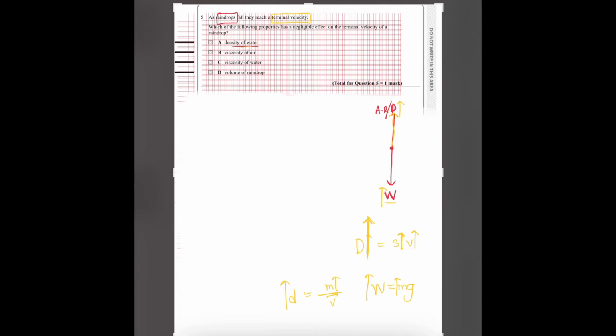Option C, viscosity of water. So it is the water that is falling down, and the water is not causing the drag. The air is causing the drag, and the water is the object upon which the drag is acting. So the option is C, since it is not causing any drag.